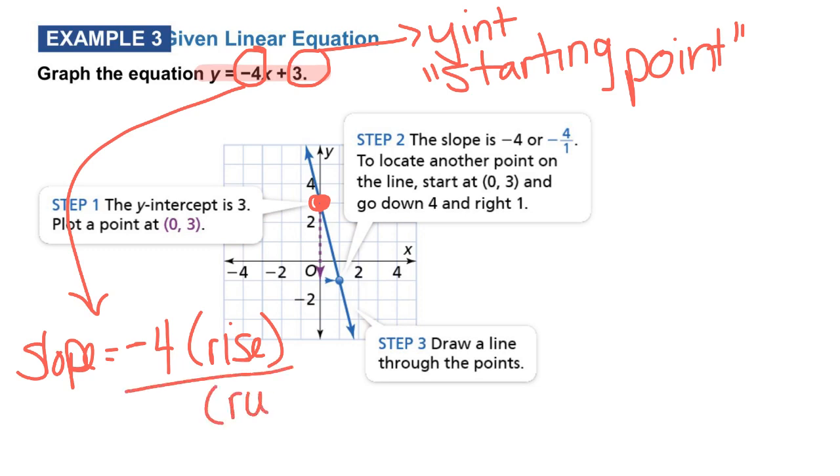Over, oh, there's that invisible run again. There's an invisible number 1. So they counted down 4. 1, 2, 3, 4, and over 1. And they simply connected their dots.